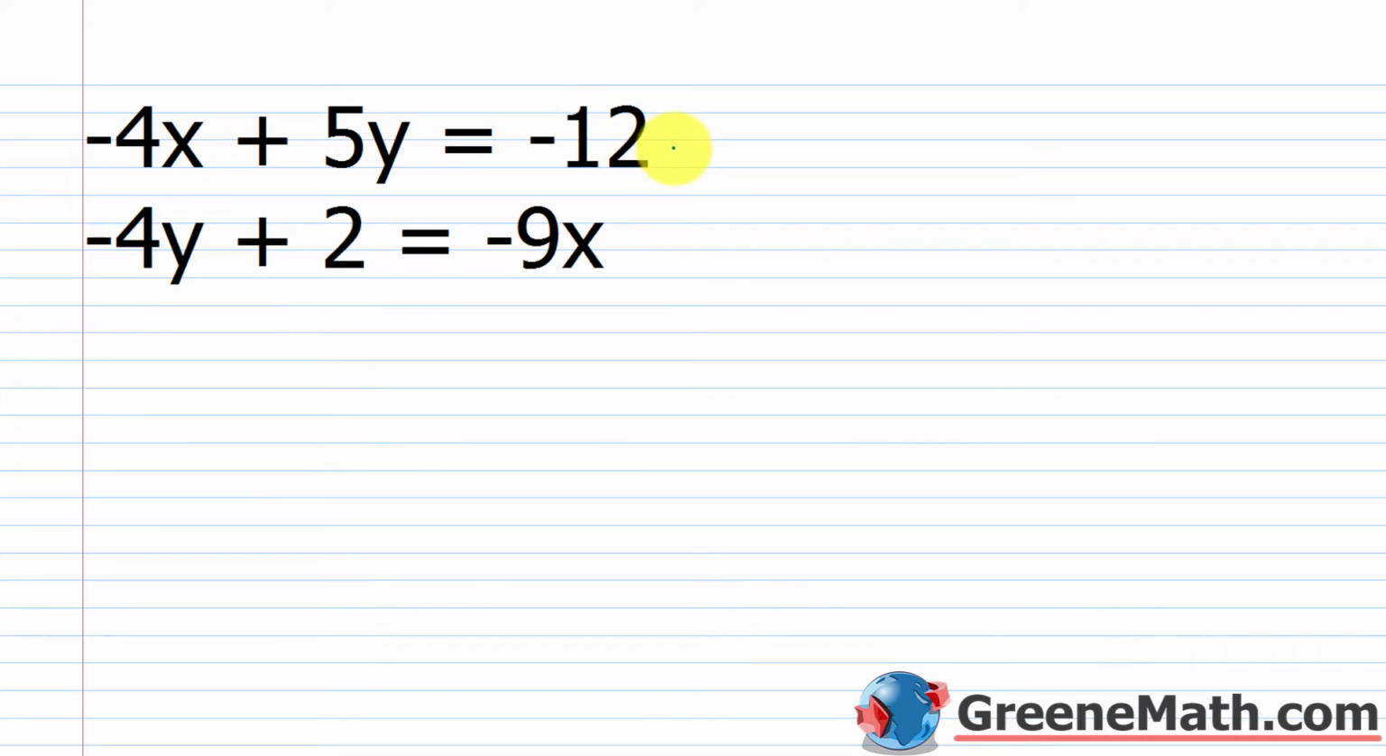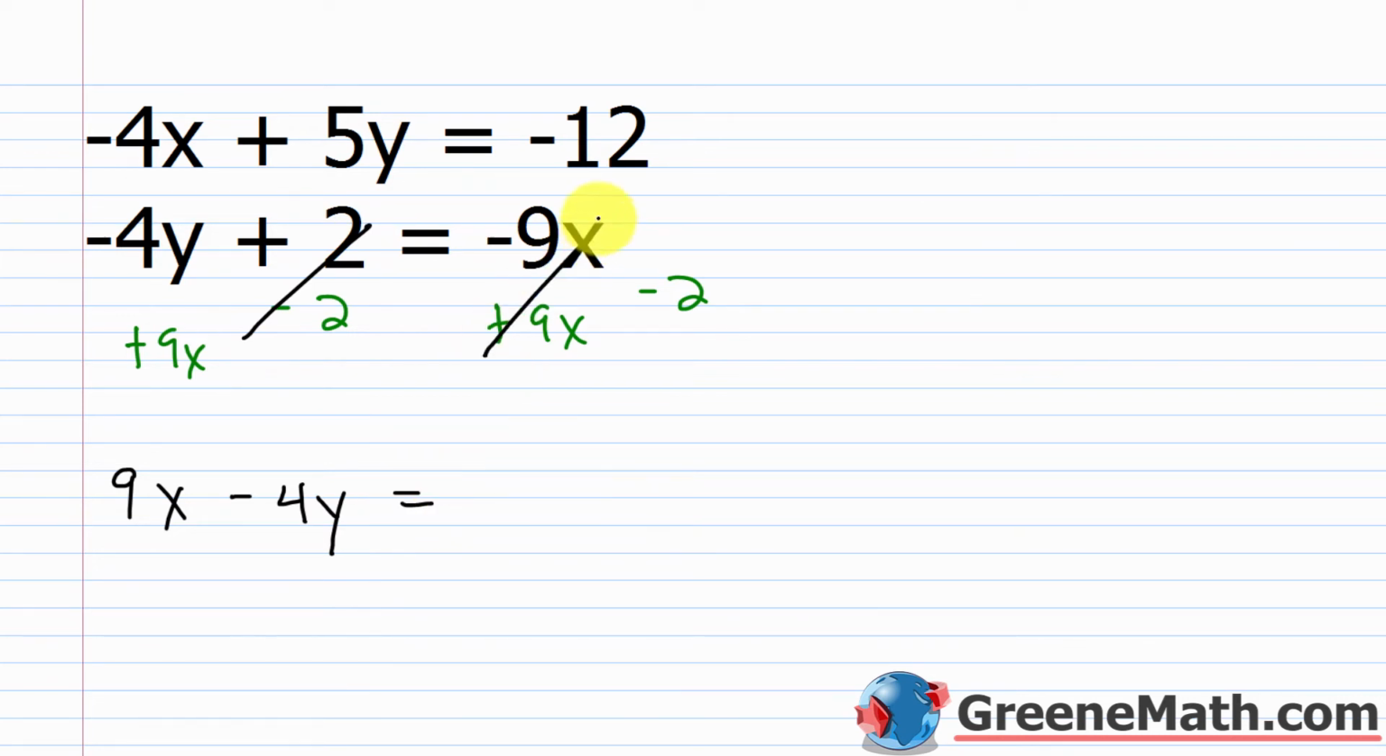So this one I'm going to leave alone. This one I'm just going to move the x variable over here, and I'm going to move the constant over here. And I'm just going to do that with the addition property of equality. So I'm going to add 9x to both sides of the equation, and I'm going to subtract 2 away from each side of the equation. So when the dust settles, I'm going to have 9x minus 4y. This will cancel, so equals, this will cancel, negative 2. So now we have 9x minus 4y equals negative 2.